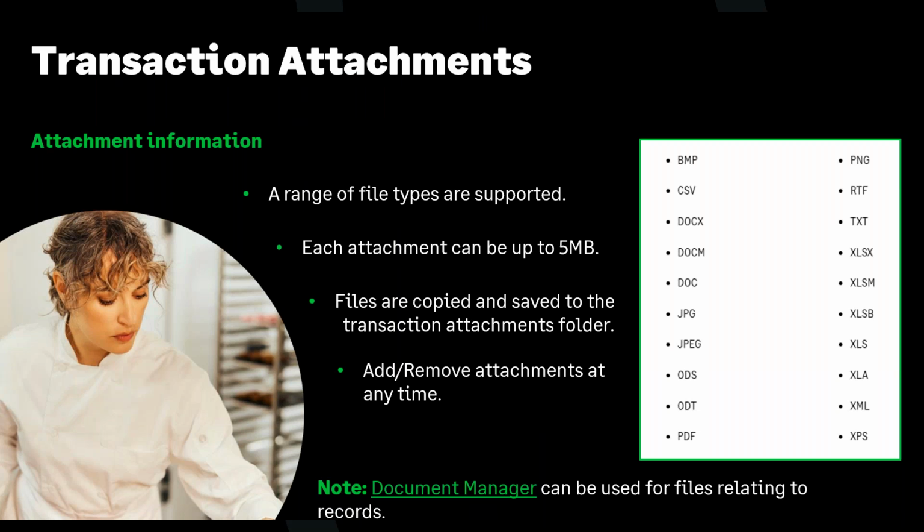Each attachment can be up to 5 megabytes. What it'll do is it'll take a copy and save it as an attachment in the attachments folder within Sage, rather than attaching a link to your original document. So if the original document was deleted or goes missing, you still have that copy within Sage.